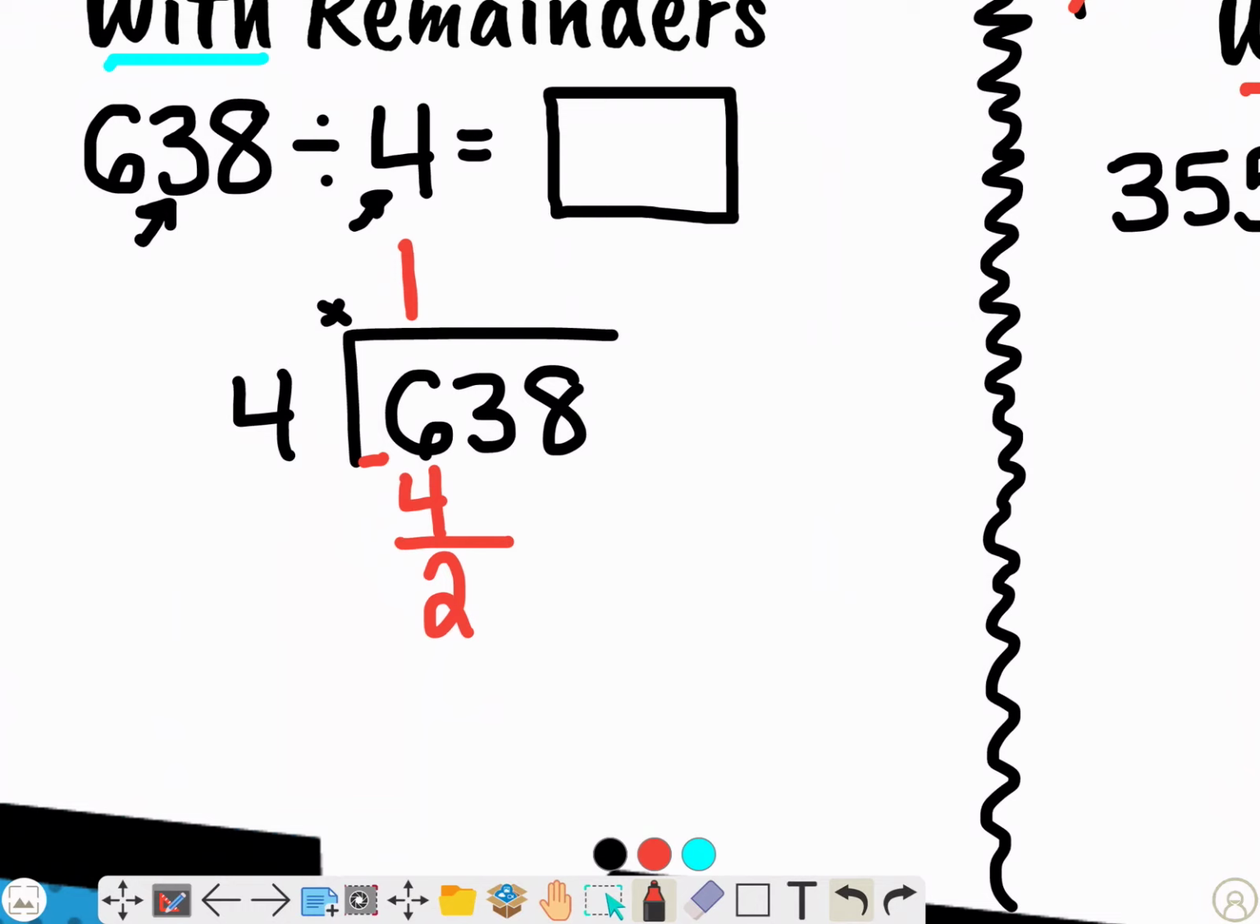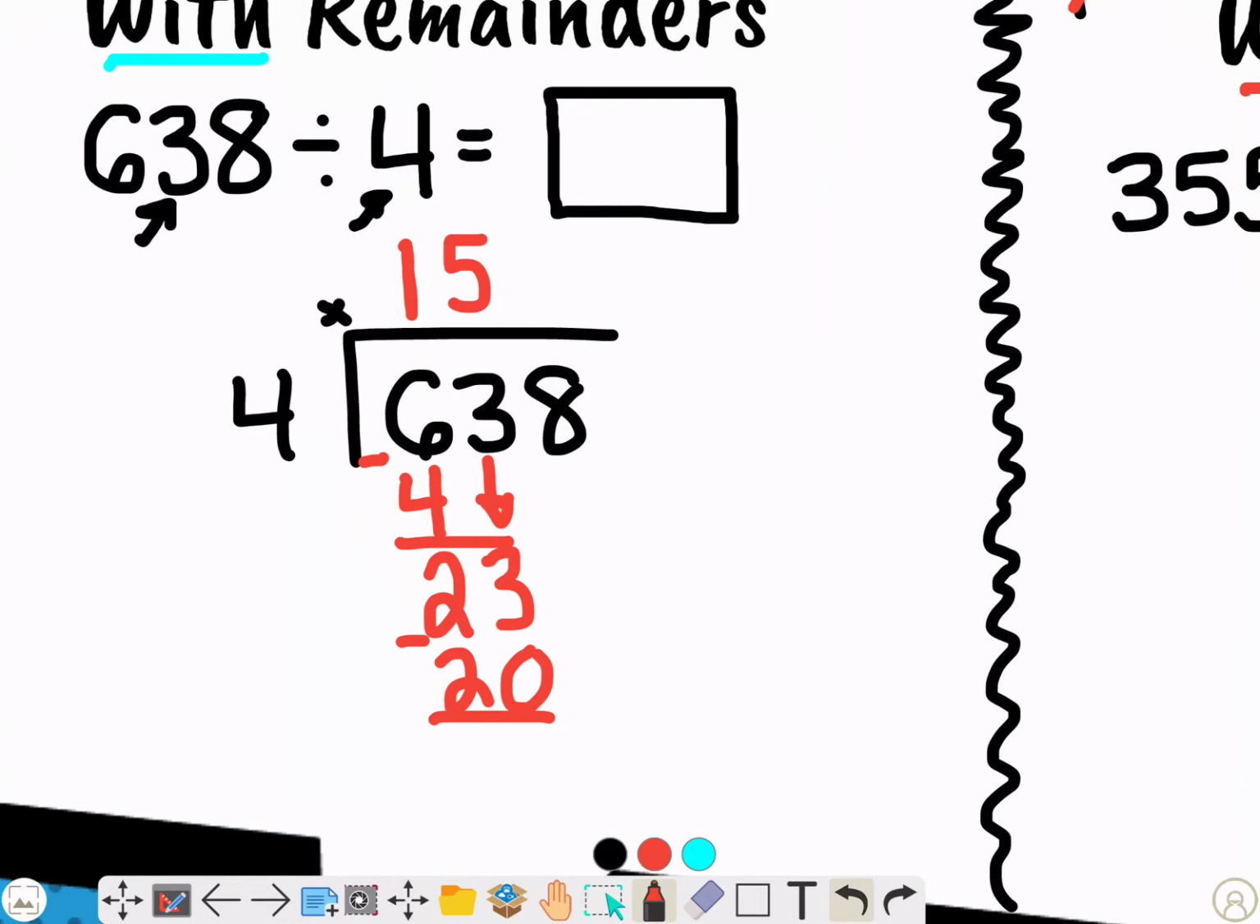So I don't have enough hundreds for everybody to have another set of hundreds. So what I'm going to do is bring down my tens. And instead of saying 2 hundreds, now let's say 23 tens. If I have 4 people and 23 tens, how many tens can each person get? Same thing, skip count by 4. 4, 8, 12, 16, 20, 24. 24 is too big. So 4 times 5 is 20.